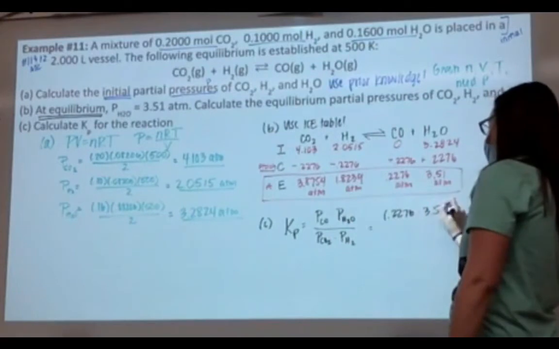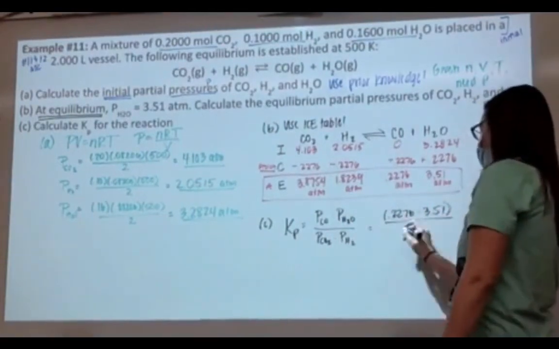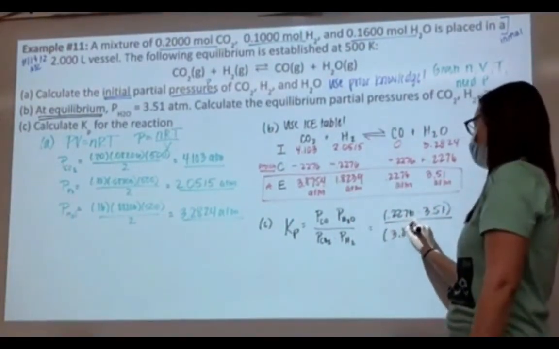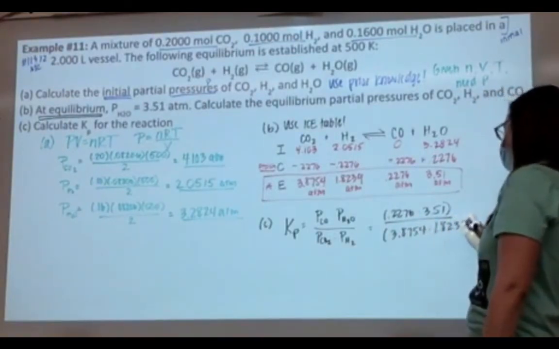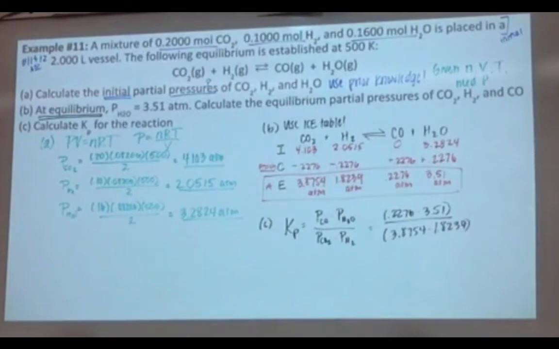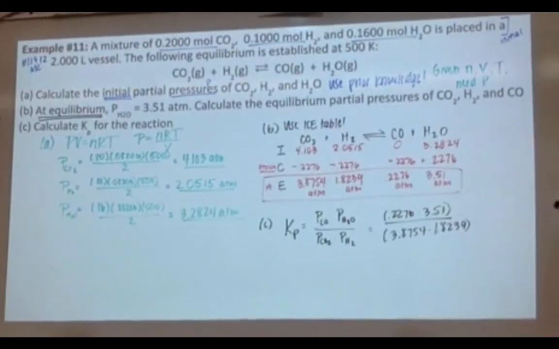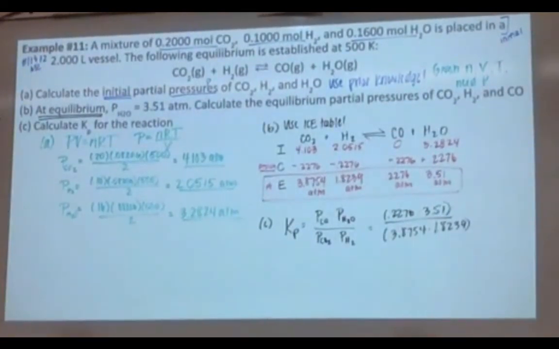0.2276 times 3.51 over 3.8754 times 1.8239. None of them are squared because all of the coefficients are 1. So if you put this in your calculator, you multiply what's on the top, you multiply what's on the bottom, and you divide the two.